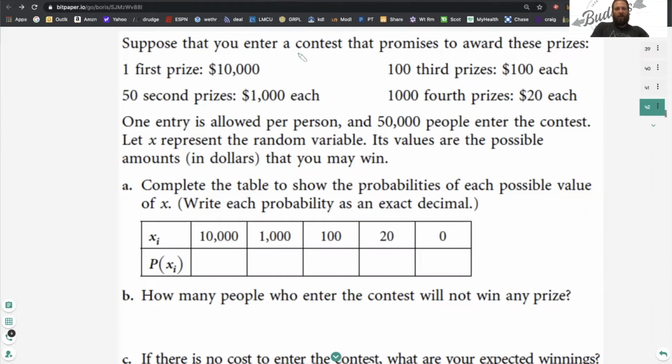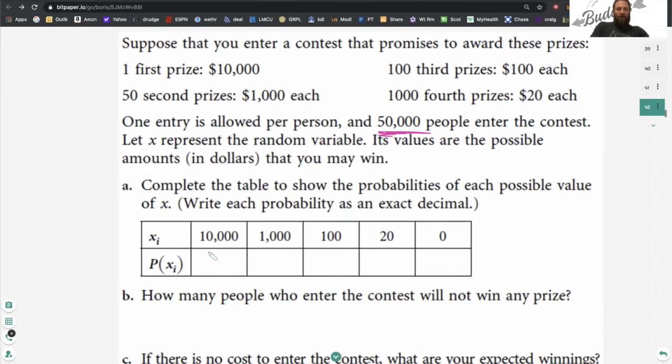Suppose that you enter a contest and they award the following prizes. First prize is 10 grand, second prize is, third prize is, fourth prize is. And obviously with 50,000 people in the contest, most people will not win a prize. So let's look at this. Here are the values that you can win, right? You can win $10,000, you can win 1,000, 100, 20, and of course, a lot of people are going to be winning $0, right? That is a value that we have to think about.